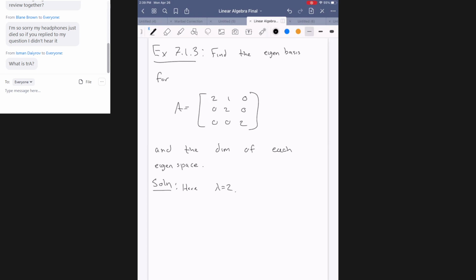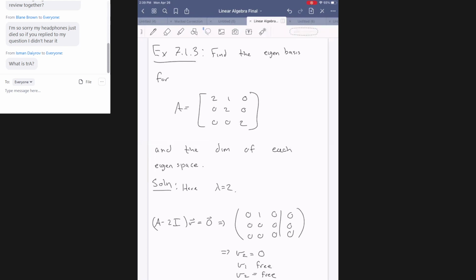Let's find our eigenvectors. If I do A minus 2I times v equal to 0, this is just going to give me the matrix 0, 1, 0, 0, 0, 0, 0, 0, 0 augmented with 0. This immediately gives me v2 equal to 0, but v1 is free, and v3 is free. So how do we express the solutions here?